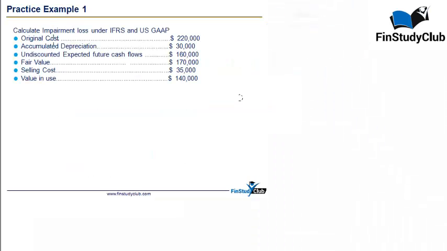So moving on to the first practice example, here we need to calculate the impairment loss under US GAAP and IFRS. You would quickly recall that in case of IFRS, my impairment was a single step procedure where the net book value was being compared with the recoverable value, which was the greater of the discounted cash flows, the value in use, or the other option, the fair market value, the amount we are going to get by selling it.